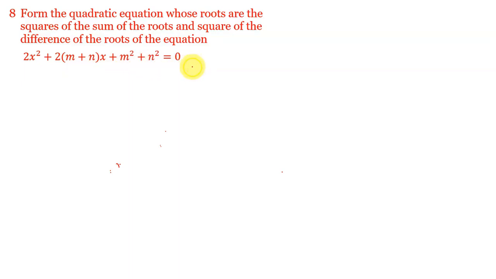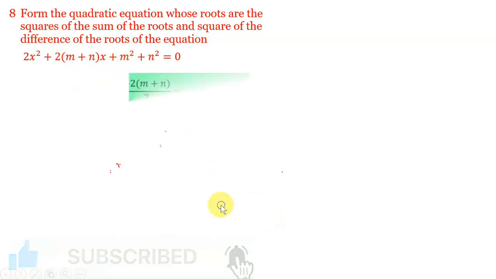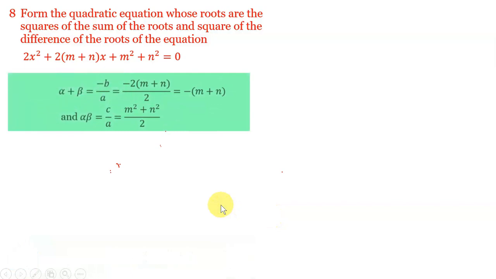जास्त quadratic equation आपल्याला फॉर्म करायचे की ज्याचे रूट्स कसे असतील (alpha plus beta)² and (alpha minus beta)², where alpha and beta are the roots of this equation. Okay, now the next is alpha plus beta is equal to minus b upon a for this quadratic equation, which is a minus 2 in bracket m plus n upon 2 to get cancelled, and you will have the value of alpha plus beta as minus (m plus n).